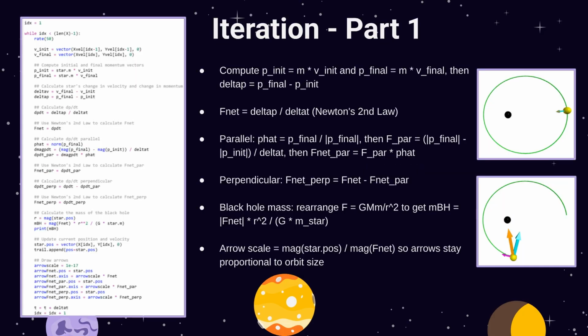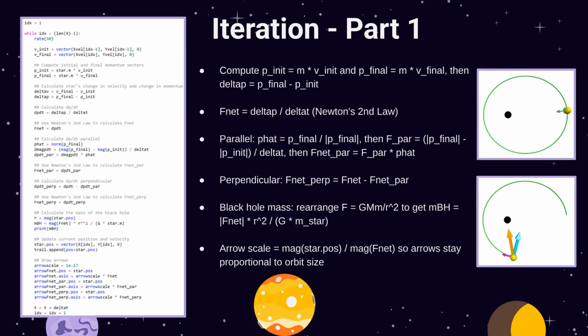Inside the main loop, each iteration computes momentum at the start and end of each time step, takes the difference to get delta p, then divides by delta t to get F net. For the parallel component, we find the unit vector in the direction of motion, compute how fast the magnitude of momentum is changing, and multiply these together. The perpendicular component is just whatever is left after subtracting parallel from the total. Then to find the black hole mass, we rearrange F equals G M m over r squared to get M equals F times r squared over G times m star.